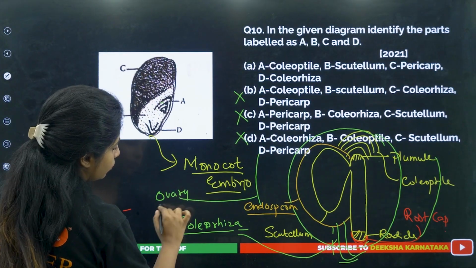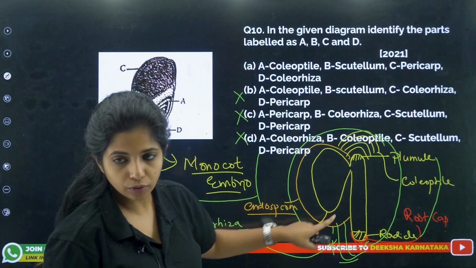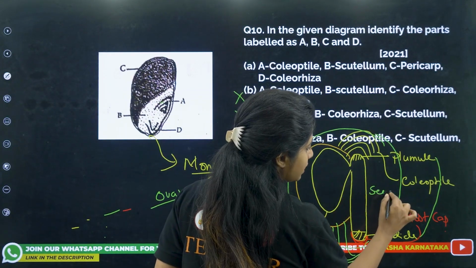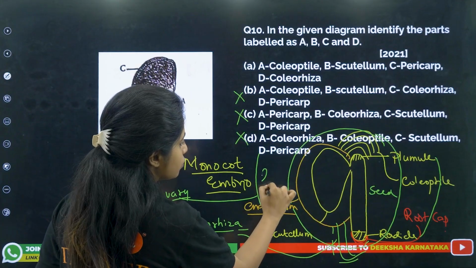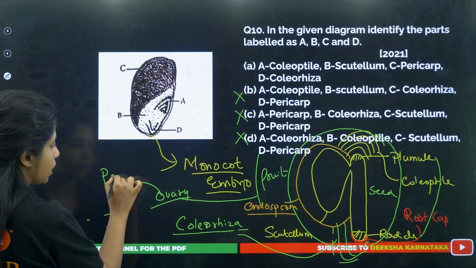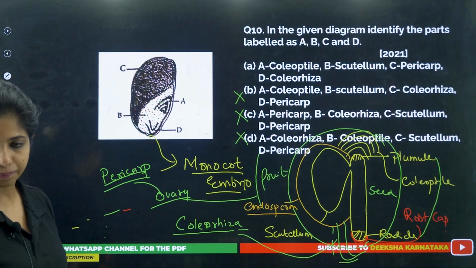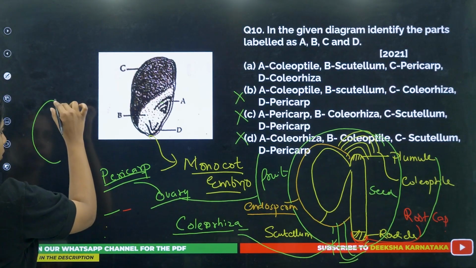And the outer layer of the ovary becomes the outer layer of the fruit. So if this particular guy, that is the ovule, becomes the seed, then this ovary becomes the fruit. So the outer layer of this will be known as pericarp. What do you call it? Call it pericarp. So it was ovary first.